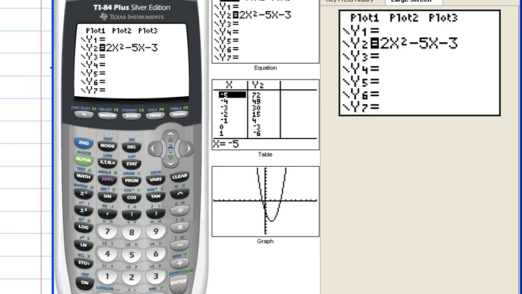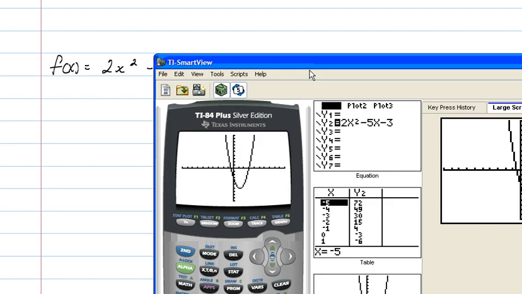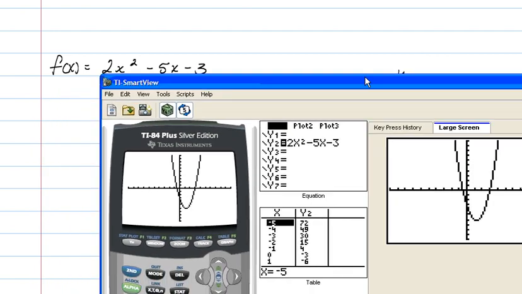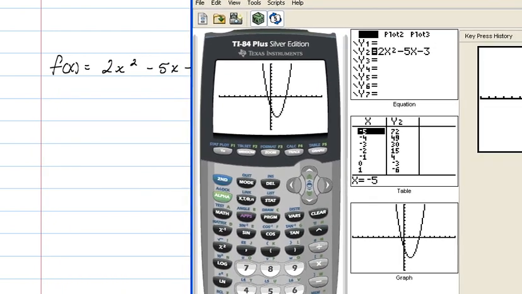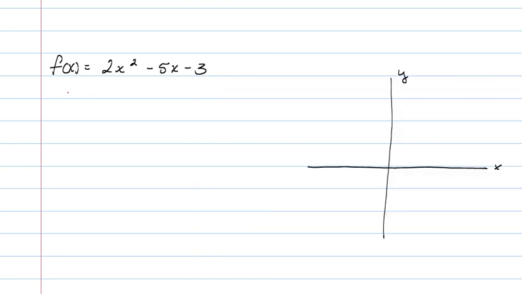So type that one in, and if you're not sure where your window was before, zoom 6 it to put it in a standard viewing window, and you should see a parabola that opens up. And I knew it was going to open up because the front coefficient right there was positive. So let's find out some information about this graph.